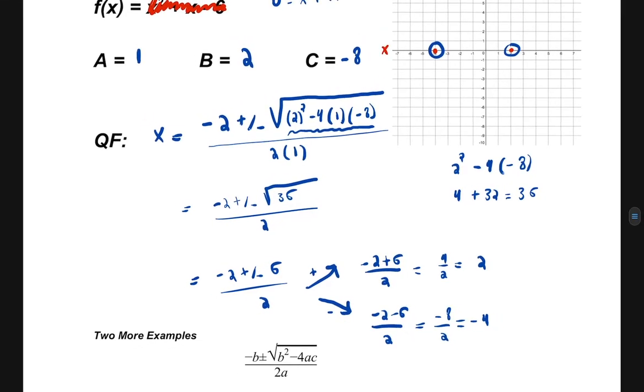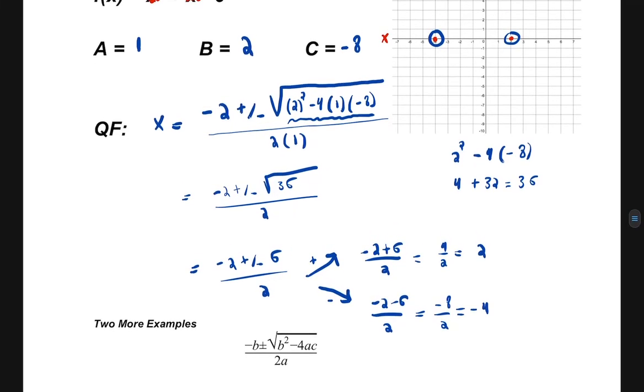Now in this case, that's obviously not the best way to do this problem. That is so much more work than factoring. So let me show you an example of where it would be really helpful. So let's take a look. We're going to do a couple more examples here.